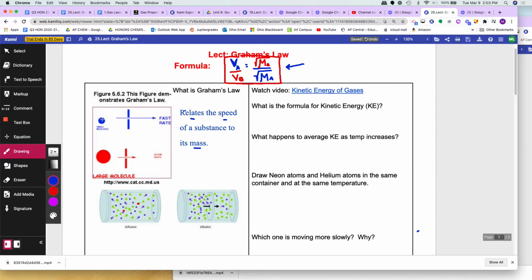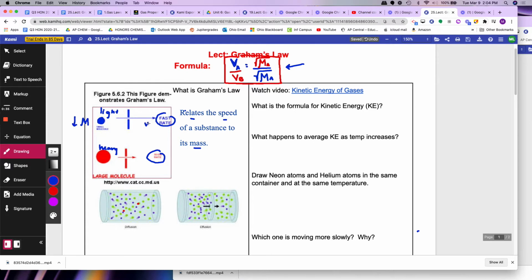So what that means is if a molecule is small, it's very light, it will be very fast. And if it's heavy, then it will be very slow. Okay? So as the molar mass goes down, it gets lighter, the velocity goes up. So what kind of relationship is that? That's correct. It is an inverse relationship. As it gets heavy, the molar mass is high, and it will be slow. The velocity is slow. Okay?